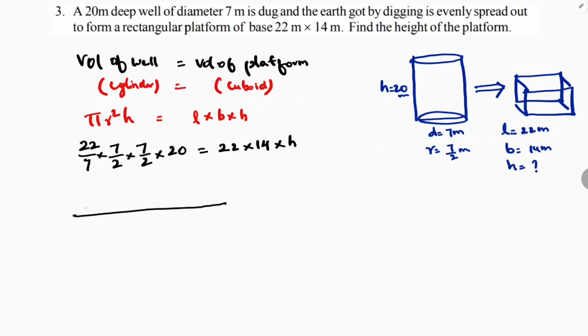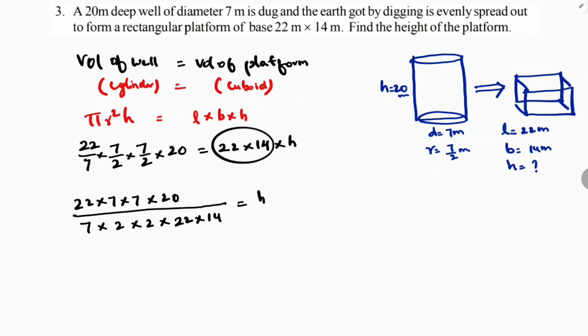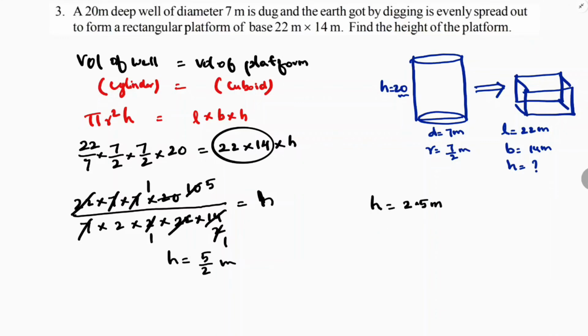Now I'll write the values again, 22 into 7 into 7 into 20 by 7 into 2 into 2. If we transpose these two values, 22 into 14, as it was multiplication, it will become division. So now 7, 7, 22, 22. 7 times 1, 7 times 2, 2 times 1, 2 times 10, 2 times 1, 2 times 5. So height is 5 by 2 meters. So you can write height as 2.5 meters, or 5 by 2 meters.